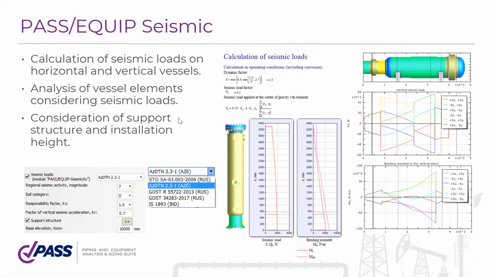Seismic analysis, we can do seismic analysis as well for different types of equipment. Of course, for columns, but also for horizontal and vertical vessels with liquid, taking into account the influence of the liquid.